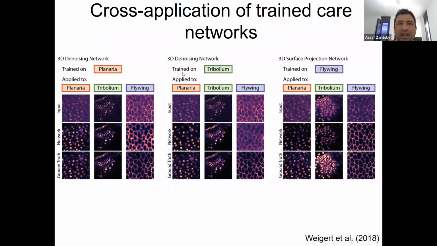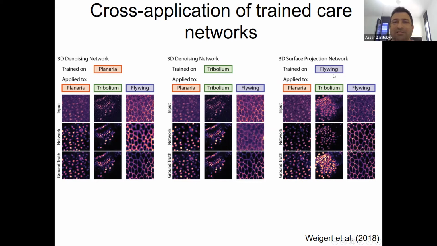So here you see you have your three columns, right? Each one is trained on a different system. The orange is planaria, the green is, I don't even know what it is exactly, tribolium, and the third is a fly wing, right?